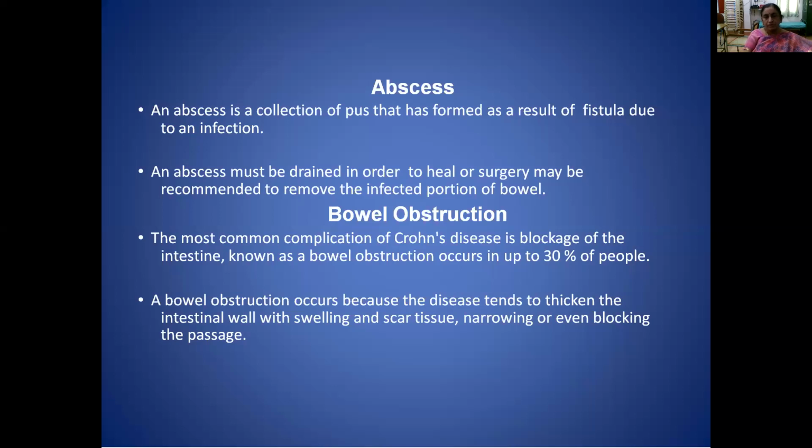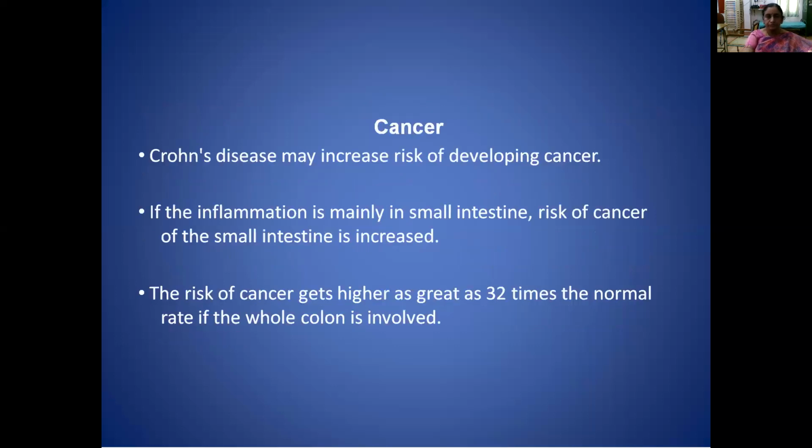That means whenever there is a disease, it thickens the intestinal wall first, that itself narrows the lumen, along with the swelling and scar tissue. So all this together causes narrowing and sometimes even blocking of the passage, producing intestinal obstruction.